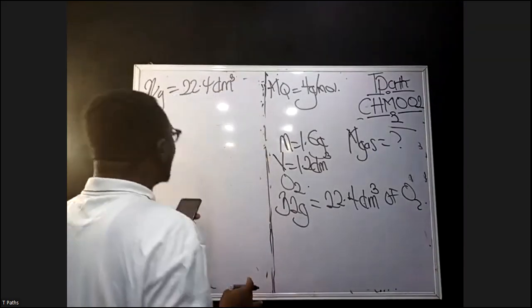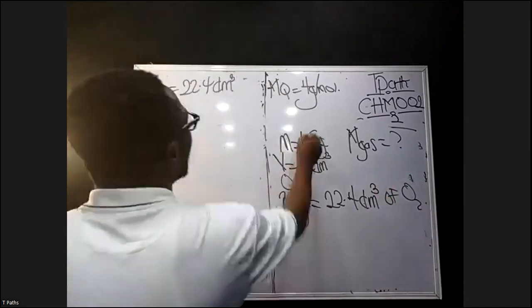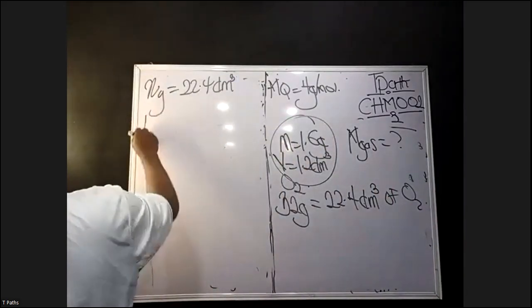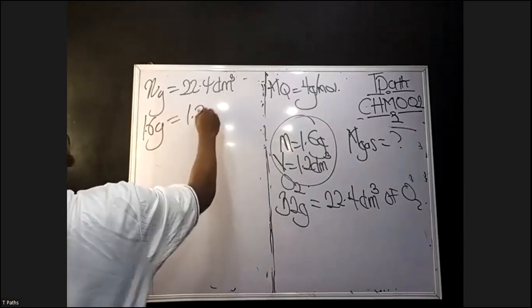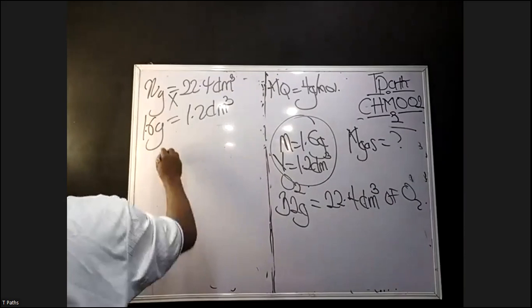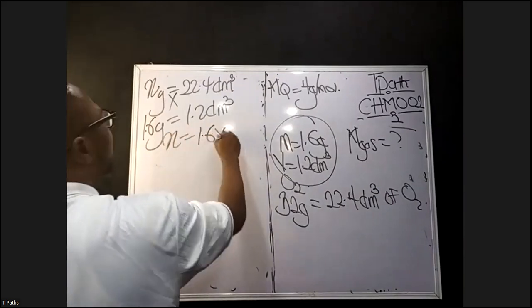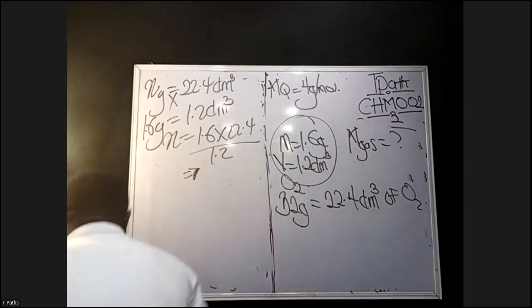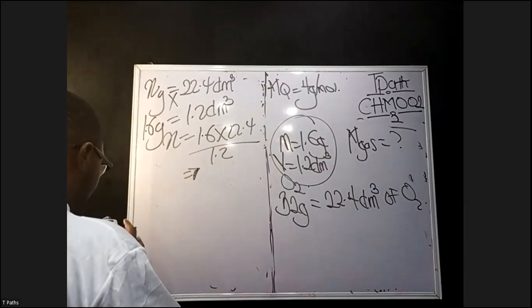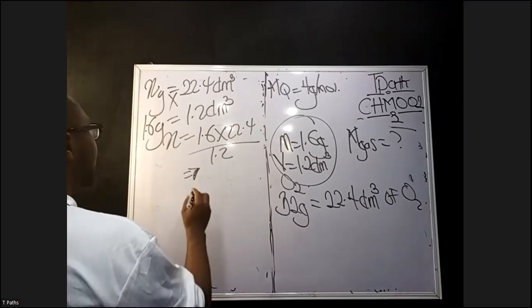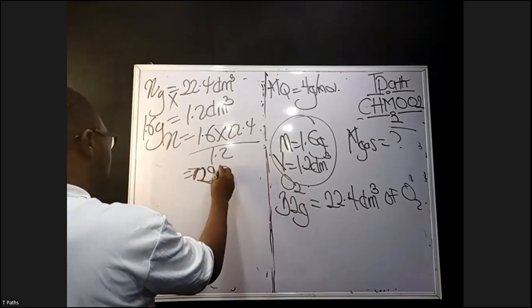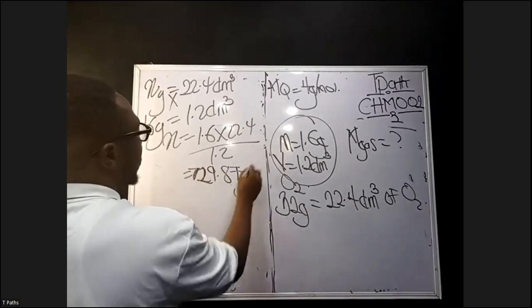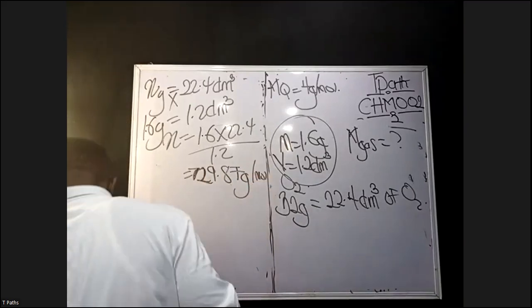Now, we know that 1.6 grams of the gas occupies 1.2 dm³. So we need to know what mass will be equal to 22.4 dm³. Let's do a simple math. This is how I solve such questions; you use the gas relationship to recall your basic chemistry. So 1.6 times 22.4 divided by 1.2 is 29.87 grams per mole. You have the answer there.